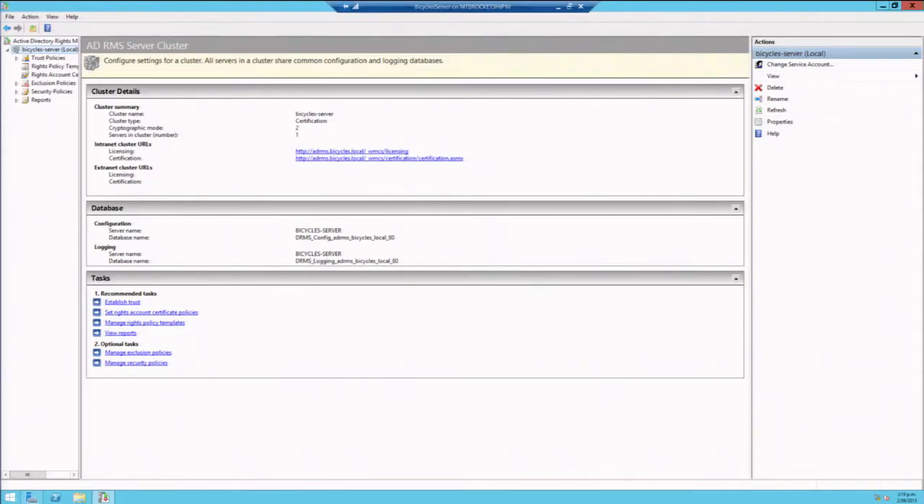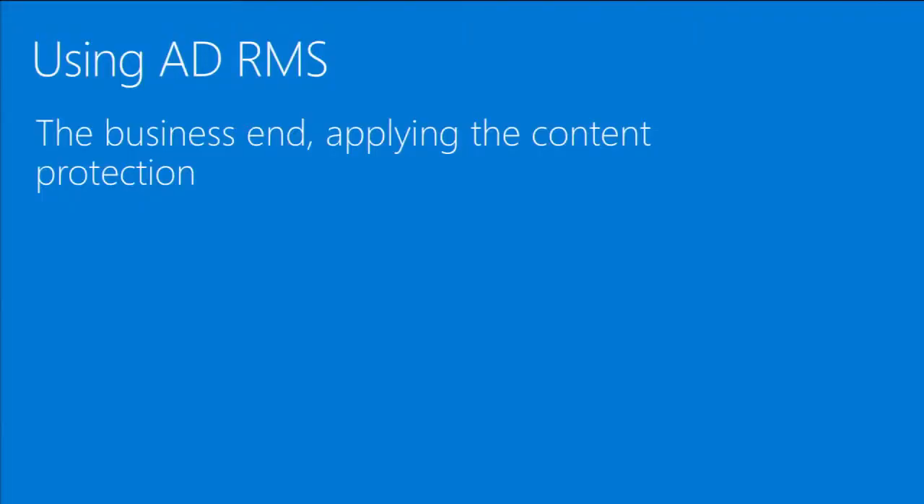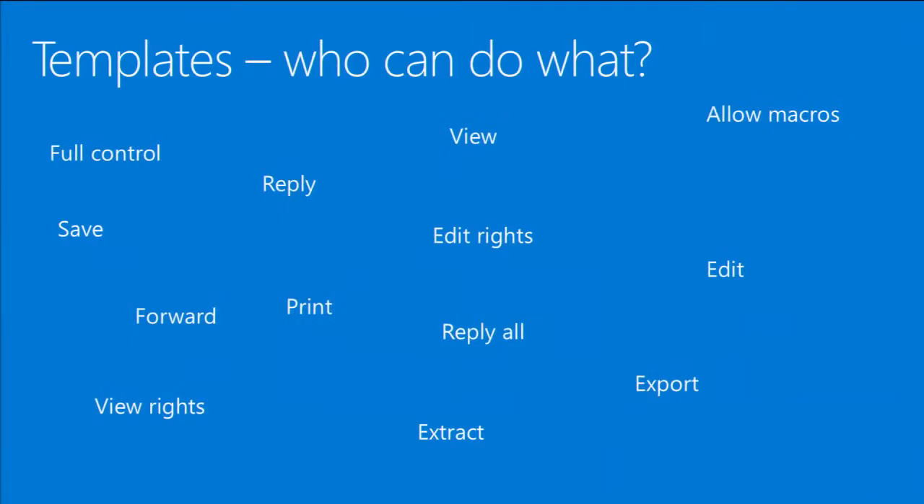All right, okay, so let's move on to this again. So the business end of applying the content protection. Once we've gone ahead and done this, we can now go about saying, well, what do we want to lock down? How do we want to lock things down? Who's going to be able to lock things down? Okay, so templates, who can do what? Well, this is a massive list of things. Look at all the options that we have for protecting the content that are stored on our file service.